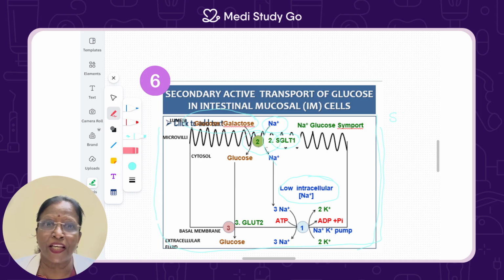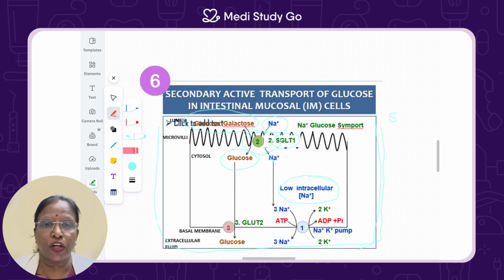When sodium leaves the carrier from the ternary complex, the affinity of the carrier for glucose also comes down, and that also is released into the cell. So now both sodium and glucose have entered the cell. Sodium will be utilized by the sodium-potassium pump. Glucose, on the other hand, has to move into the ECF.